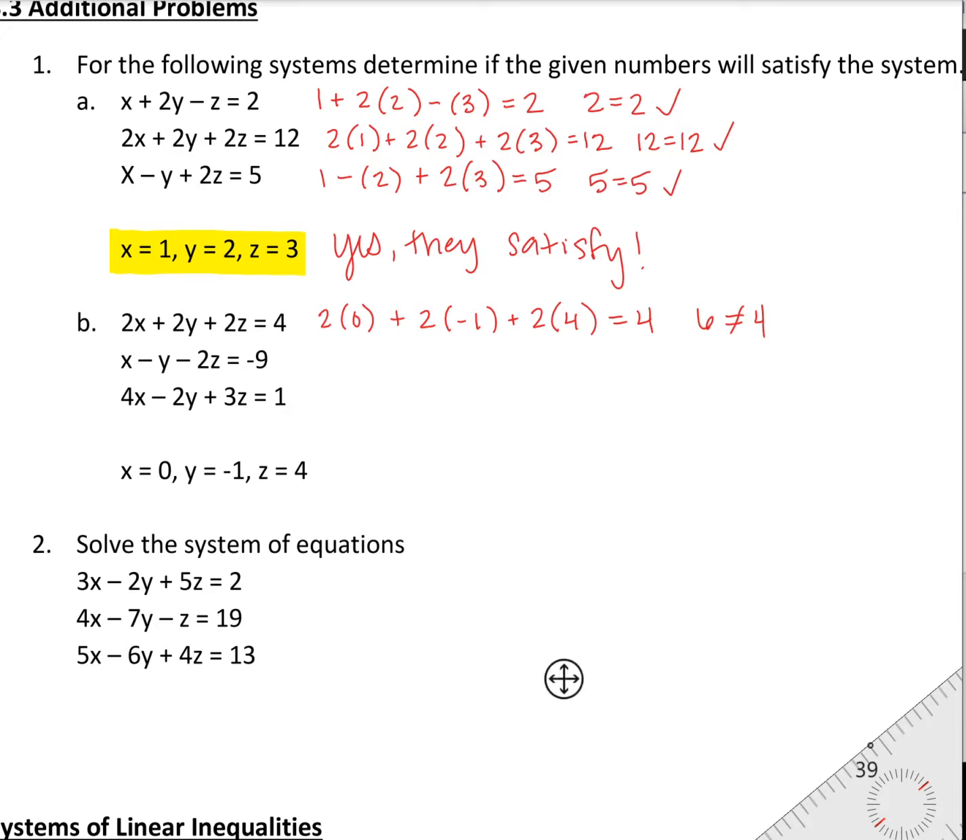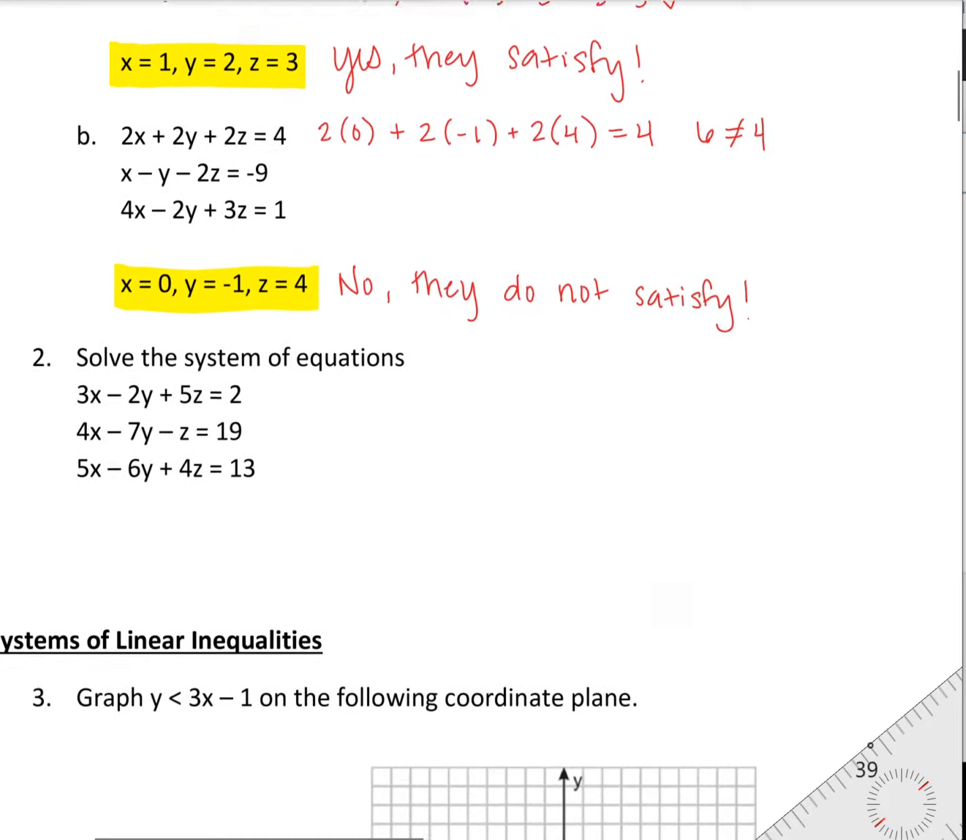Therefore, just right there, not even having to do anything else, the moment that I get one that does not work, I know, no, they do not satisfy. All right, you could continue through and do the other two problems, but once I get one that does not work, it completely throws out the rest of them.